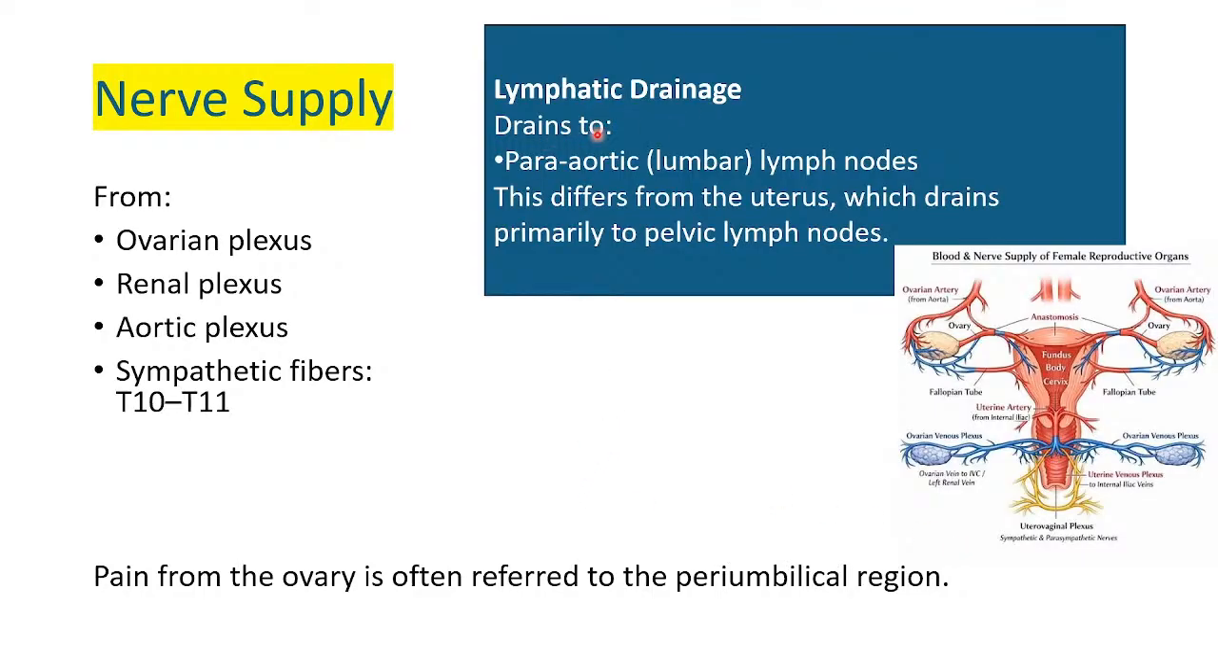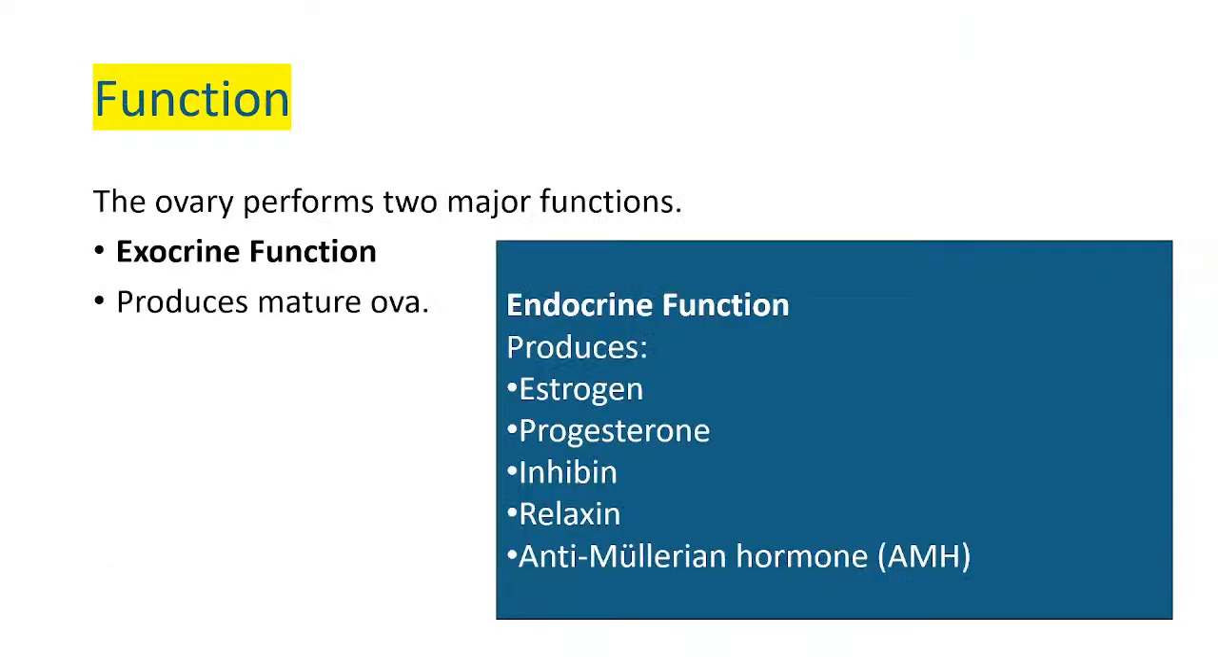So the lymphatic drainage of the ovary drains to the para-aortic lumbar lymph nodes. This differs from the uterus, which drains primarily to the pelvic lymph nodes. So the ovary performs two major functions: the exocrine function, which produces mature ova. Then you also have the endocrine function, which produces estrogen, progesterone, inhibin, relaxin, and anti-Mullerian hormone, AMH.